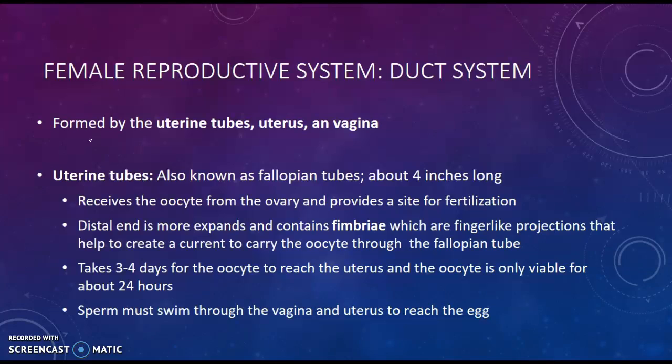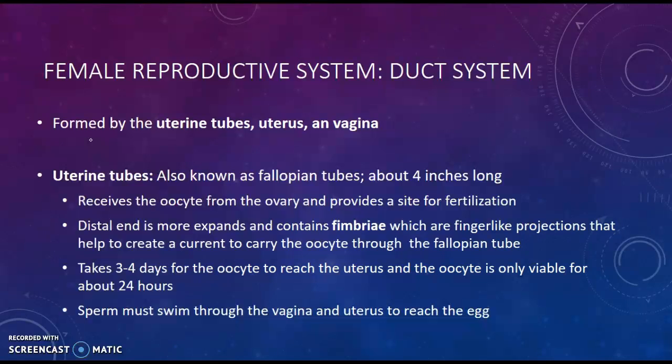So now let's talk about the duct system. And remember in the males we talked about how they have the rete testis, the epididymis, the vas deferens. They have just this really enormous duct system. Ours isn't as complex in that it's not as long, and this is going to be formed by the uterine tubes, the uterus, and then the vagina.